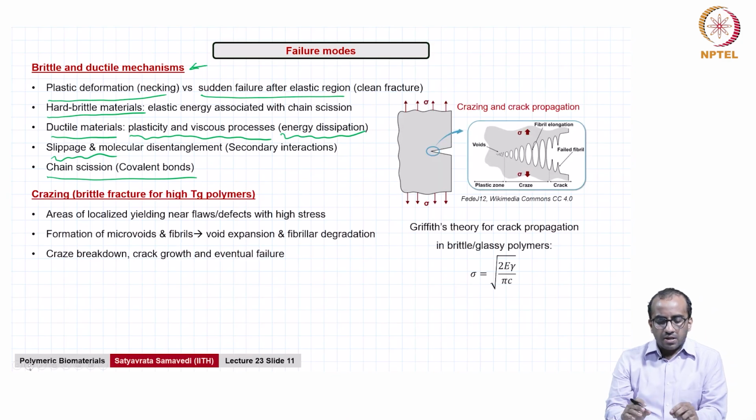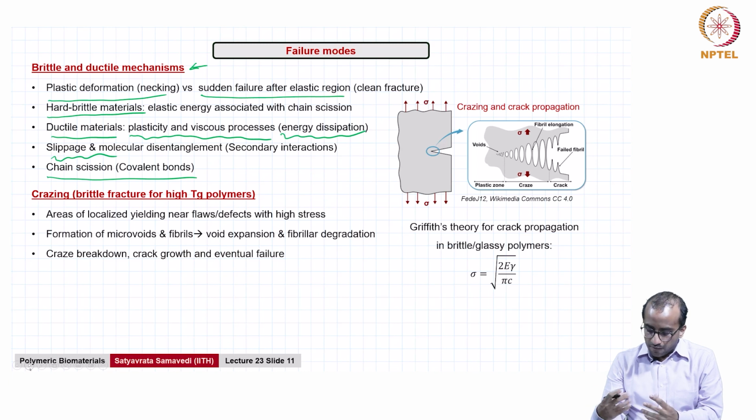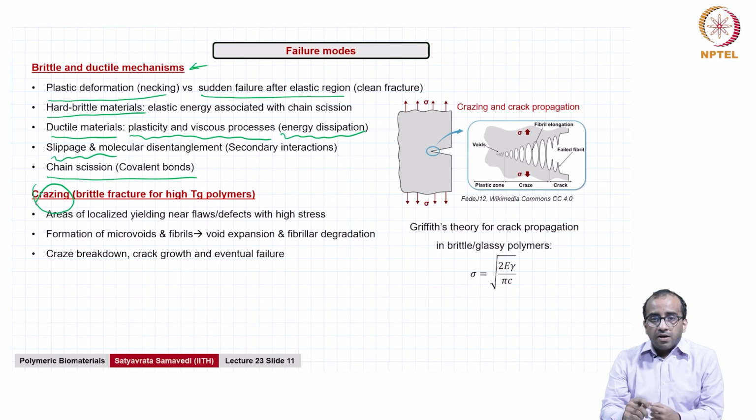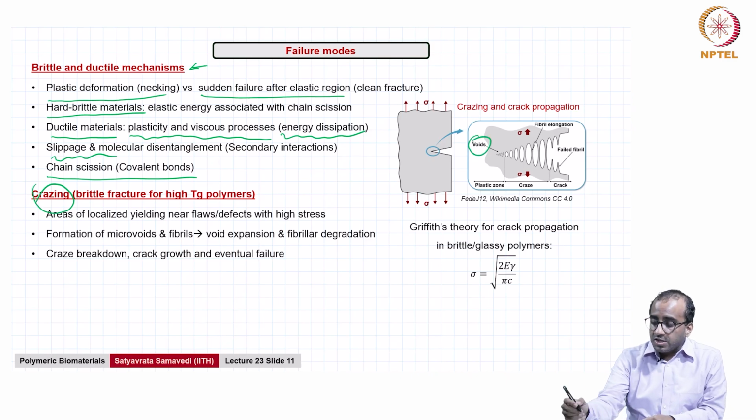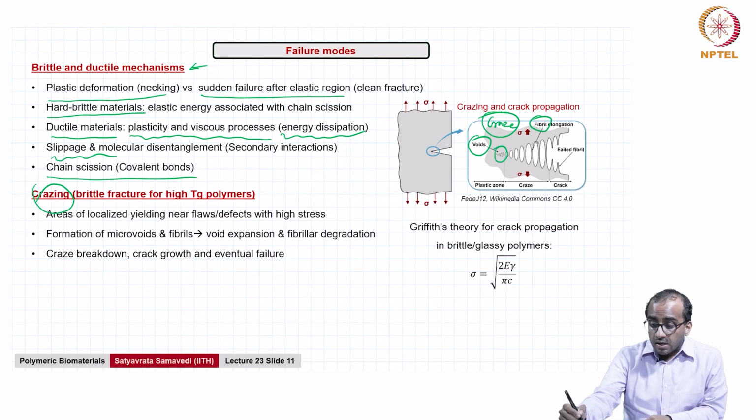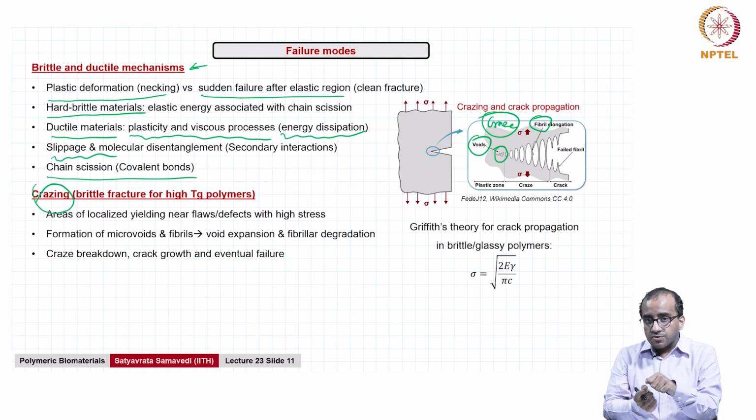In brittle fracture, particularly for high Tg polymers, you will have something called crazing, which is simply a localized region of plastic deformation, leading to the formation of microvoids and fibril-like structures. So, you see here, this is what a craze is. What you are seeing here is the presence of microvoids and these long elongated fibrils, right, which can also happen, by the way, due to aging processes. So, you have to connect this to aging.